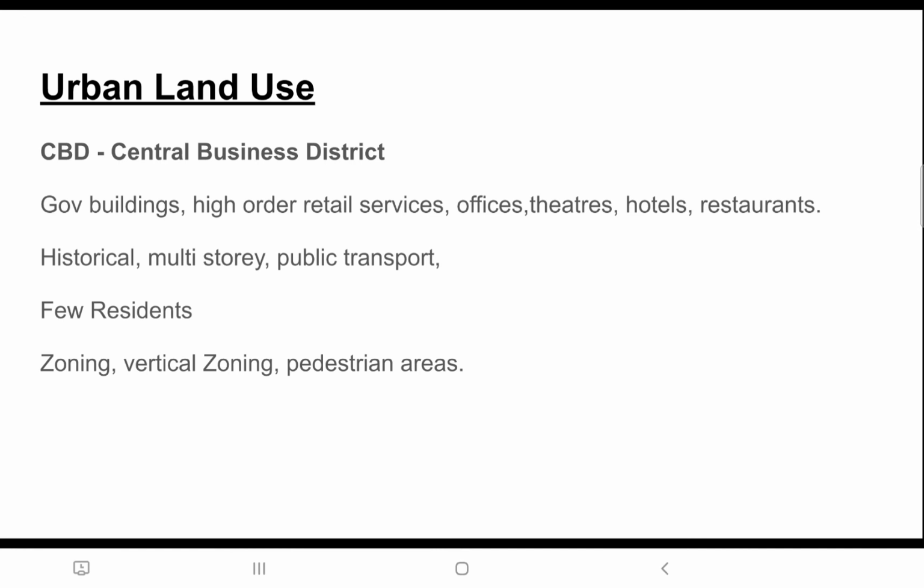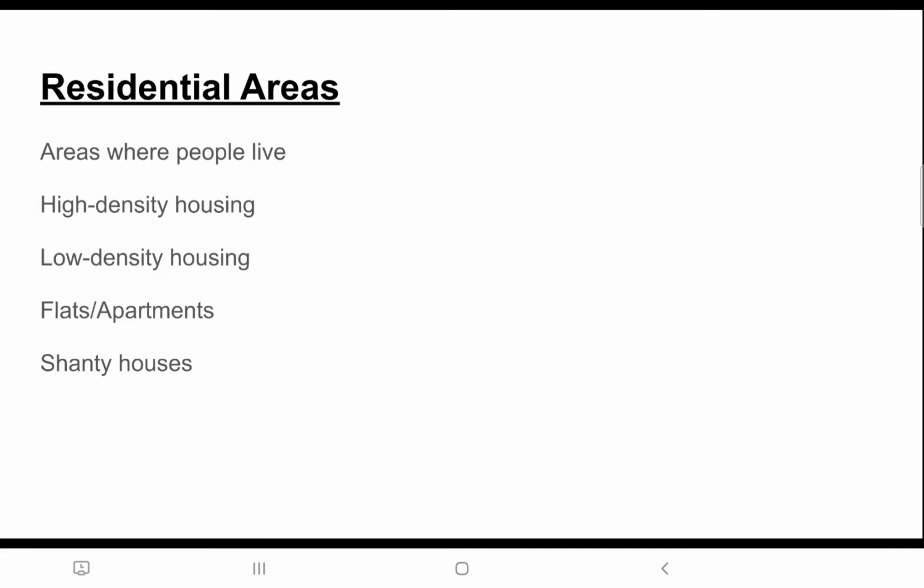And then the buildings in the CBD are built taller to make the best use of the land. If there's not that much land and it's pretty expensive, you build stories on top of it. So that is how the CBD has developed. So we have the CBD area.